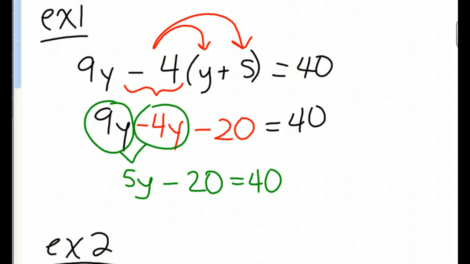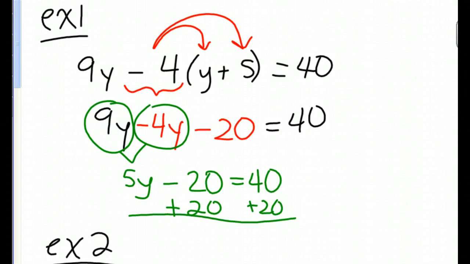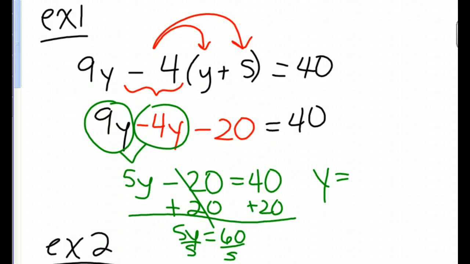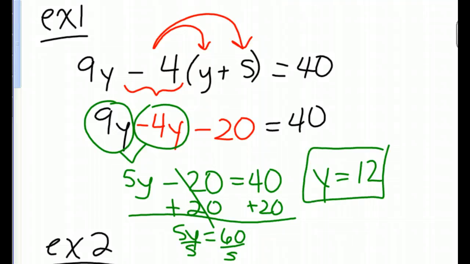And now what do we have? Well, we have a two-step equation. So we add 20 to both sides. This cancels. We get 5y equals 60. We divide both sides by 5. And we get y equals 12. All right, now remember, all these examples are on your worksheet. They'll have little stars next to them, just like that.